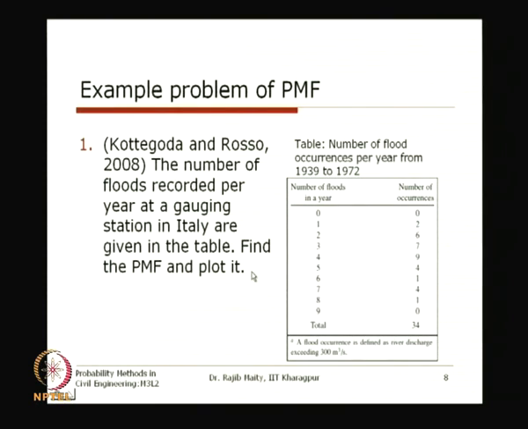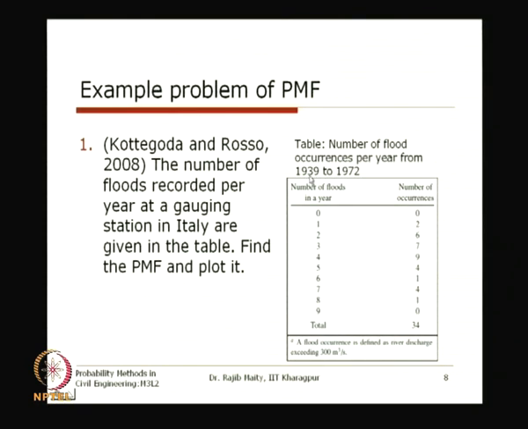So, one small example we will take on this probability mass function. This is taken from the Kottegoda and Rosso book. The number of floods recorded per year at a gauging station in Italy are given in this table. Find the probability mass function and plot it.